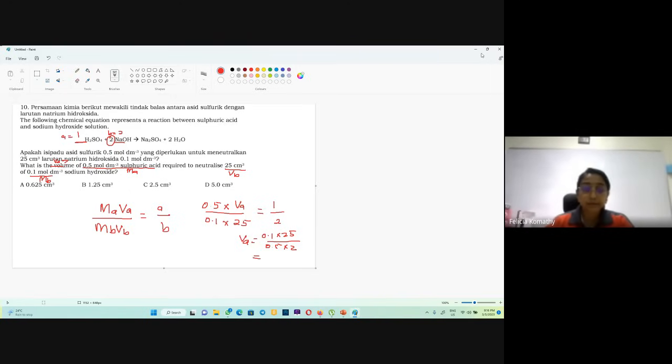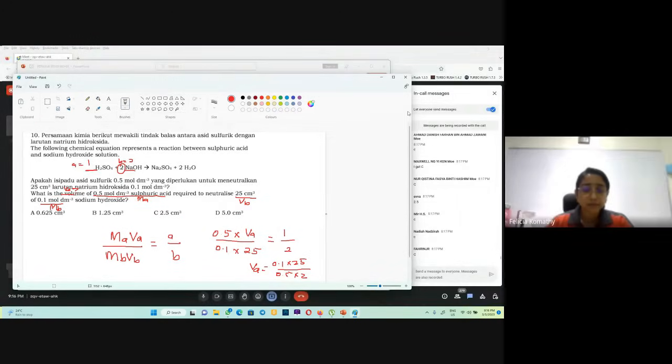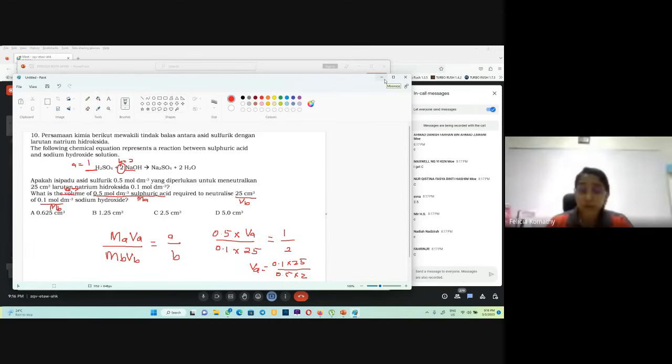What's the answer you get? Students, when you press your calculator, what's the answer you get? 2.5, teacher. So the answer will be 2.5, C. So are you clear now how to do neutralization calculations? The very important thing here, make sure you determine the MA, VA, MB, VB correctly. A is used for acid, B you use for alkali or base.